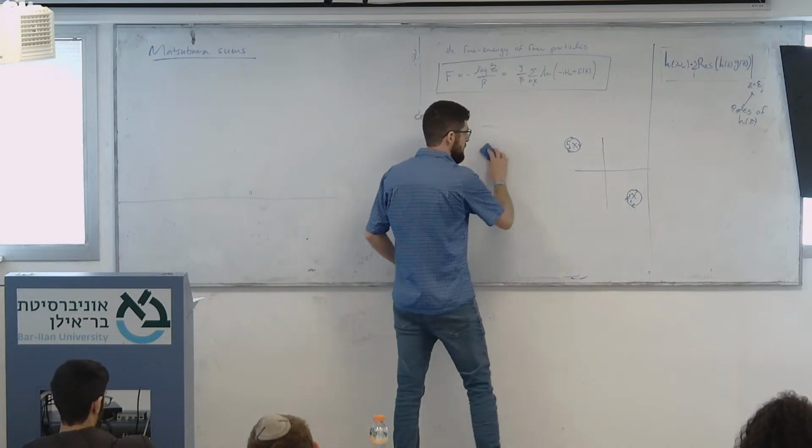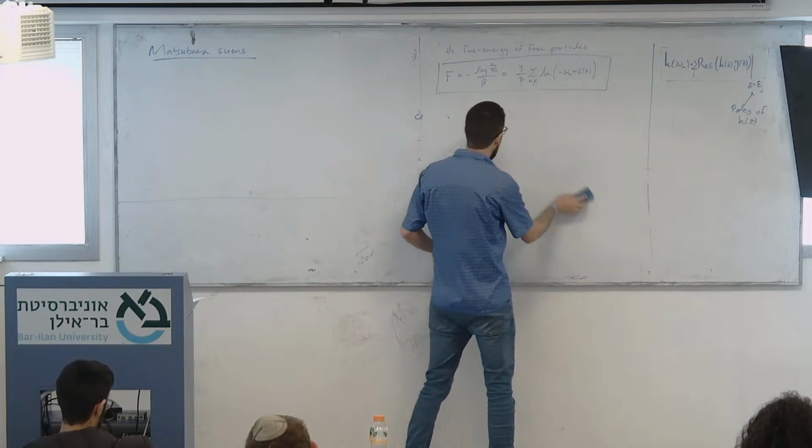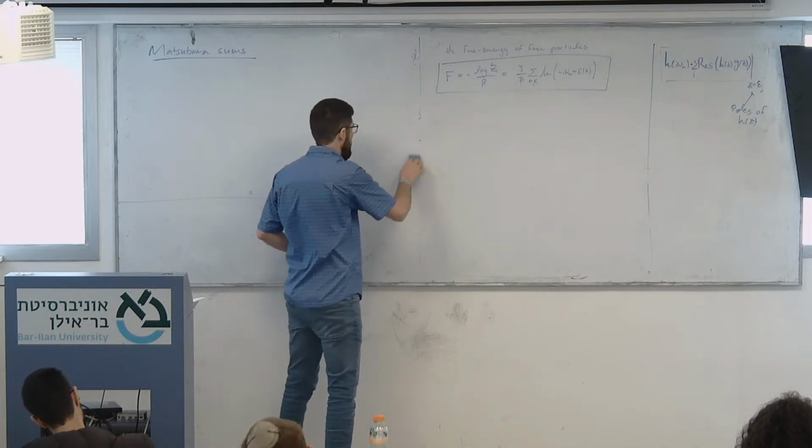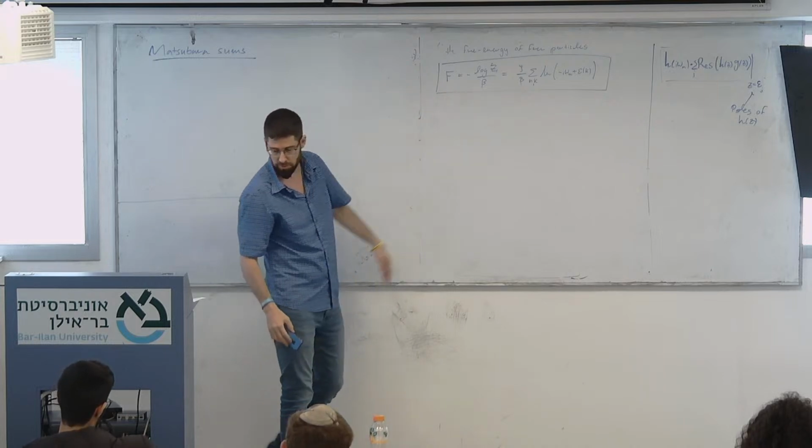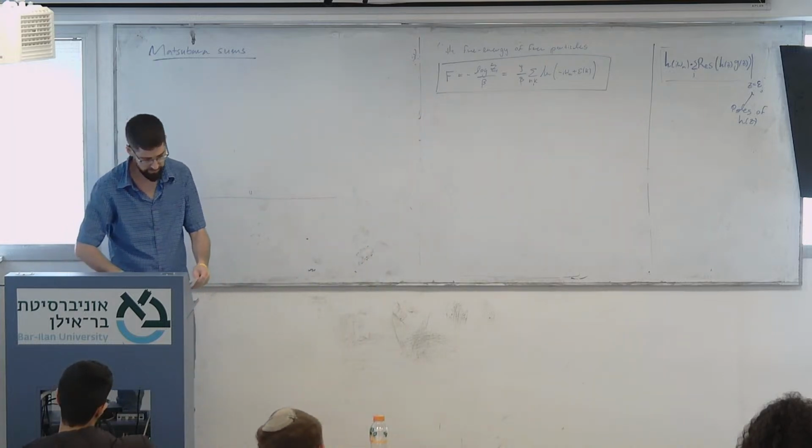So let's see an example. We're going to do two examples, okay? One of them is the Green's function, and the second one is going to be this free energy. But let's start from the Green's function.